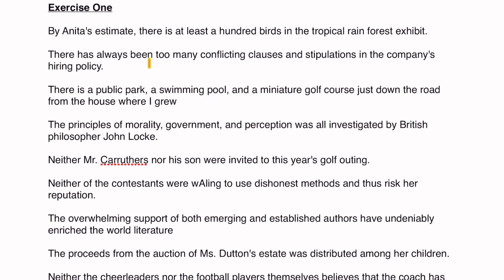طيب تعالوا نبدأ exercise 1. نجرب كده نشوف لو هنطلع ال subject verb agreement في الجمل دي. Number 1. By Anita's estimate, there is at least 100 birds in the tropical rainforest exhibit.